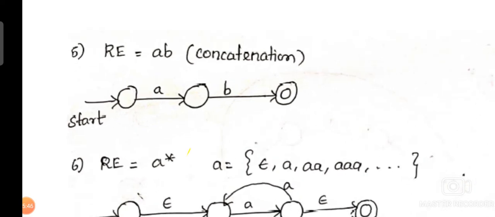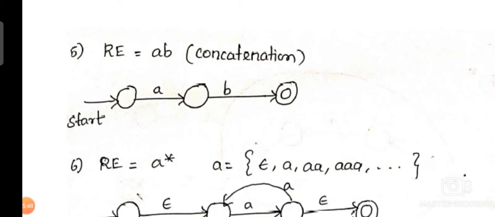So this will be the structure, but in the previous case A plus B means that is an alternate path, an alternate option, either A or B. AB means concatenation, which means there should be two symbols. Both A and B should be applied in a sequential manner to reach the final state. So this will be the structure.